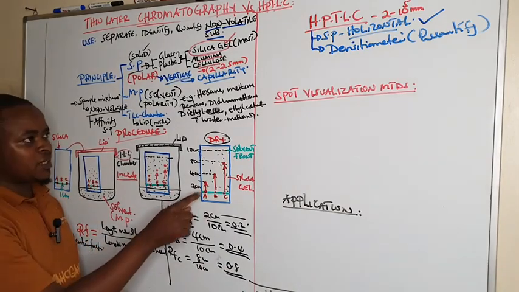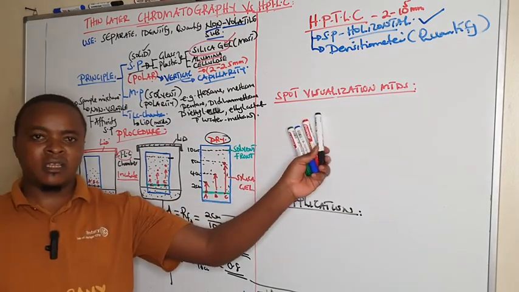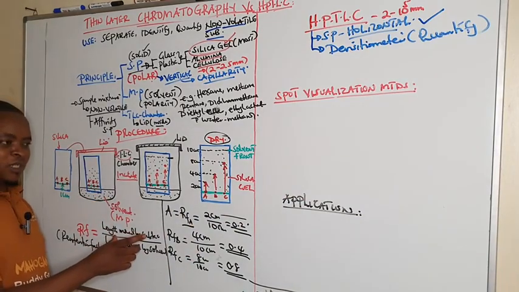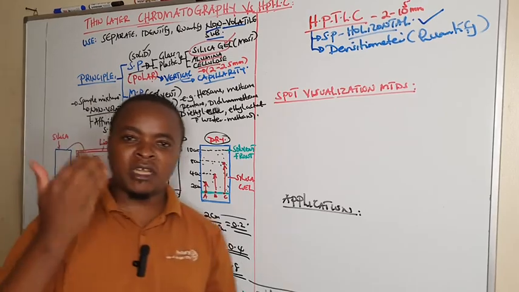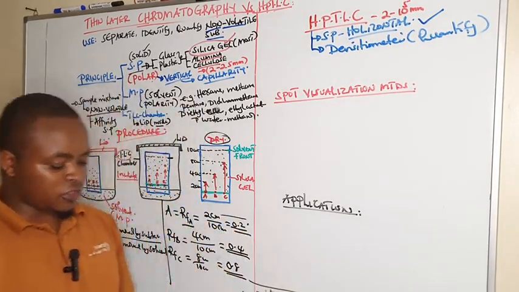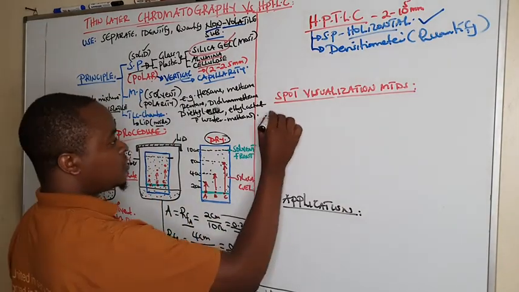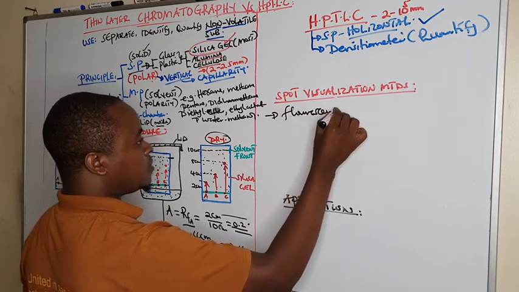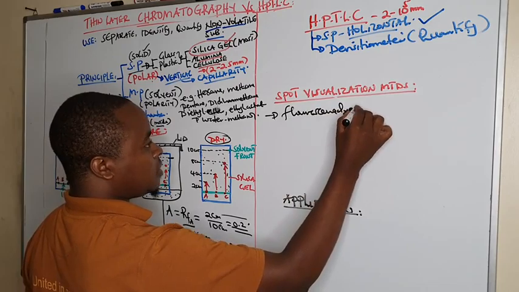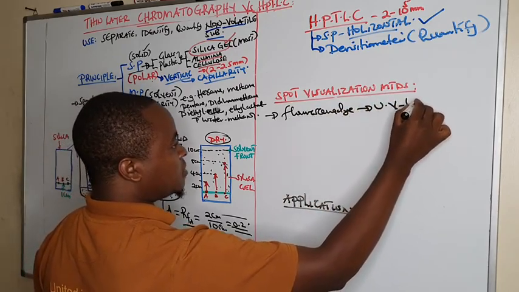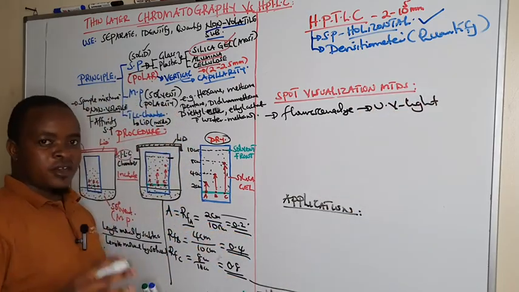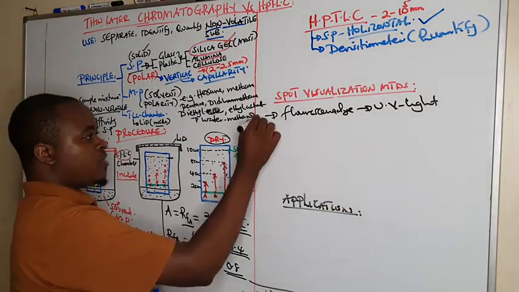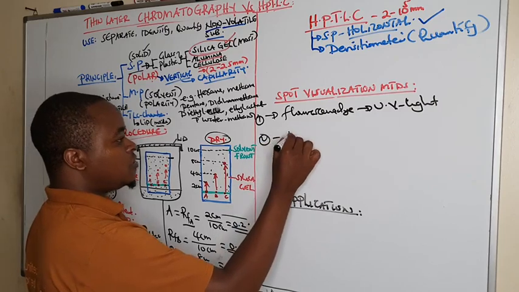But how do we visualize them? These are the different methods, because before we start to measure the length of their movement, we have to first stain for better visualization. And how do we visualize? We are using methods like staining them with fluorescence dye, and we visualize using UV light. We are able to see different spots of the samples we applied. Another method, which is number 2, we can use iodine.